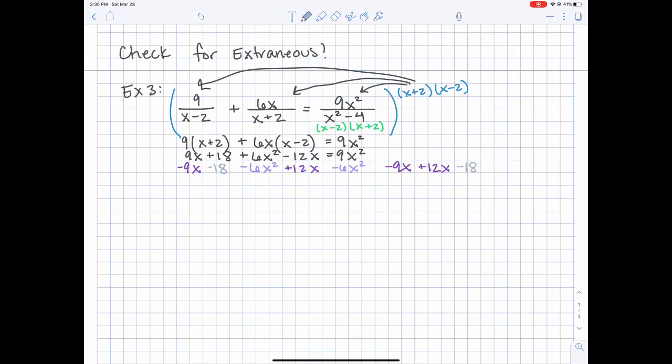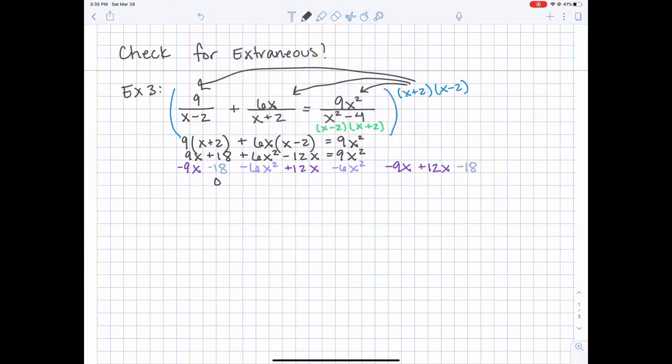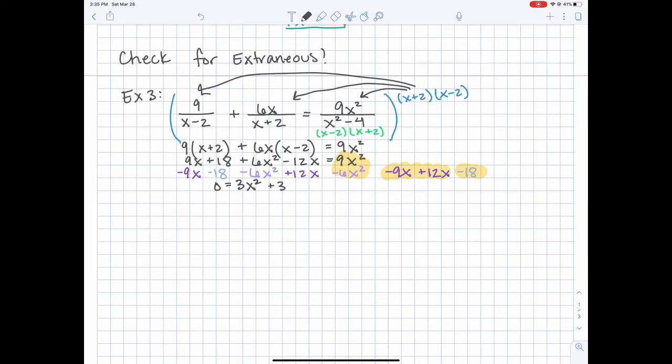Okay, so I know that everything on the left side of my equation is going to cancel out to 0. That's why I moved everything over. Now I need to really focus on this side of my equation and combining some like terms. So we have 3x squared. Negative 9x plus 12x gives me a positive 3x, and then a negative 18. Now this looks a lot more easy to handle.